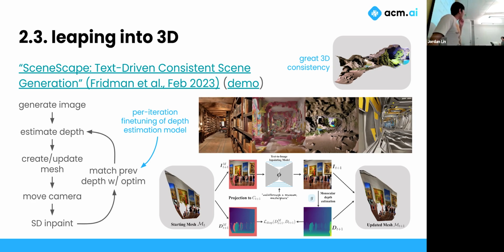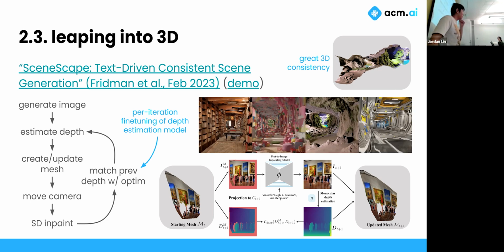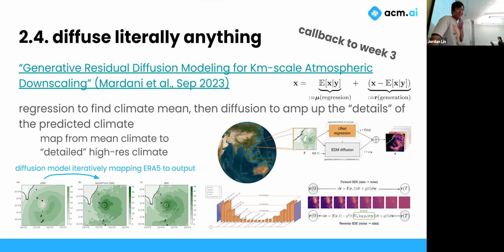Actually, you will see the idea of training new models from absolutely nothing, just looking at the knowledge of diffusion models, in a little bit. And 2.4, diffuse literally anything. I want to make a callback to climate diffusion because now we have the idea of what diffusion models are. Looking at this, hopefully it's a little bit clearer what's going on.